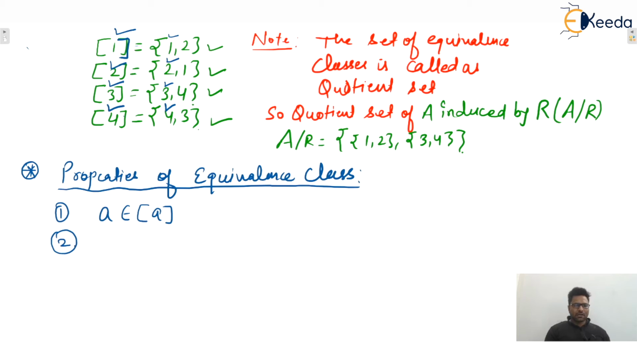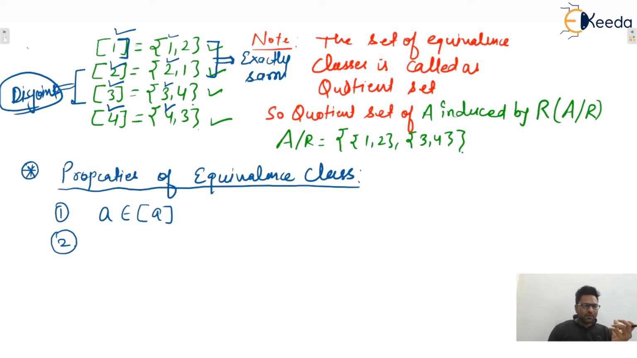The second property: any two equivalence classes are either exactly the same, or, let's say 2 and 3, they are disjoint. So any two equivalence classes will either be exactly the same, or both will be disjoint. For example, here the equivalence classes of 1 and 2 are exactly the same, but the equivalence classes of 2 and 3 are disjoint. Disjoint means the intersection is phi, isn't it?